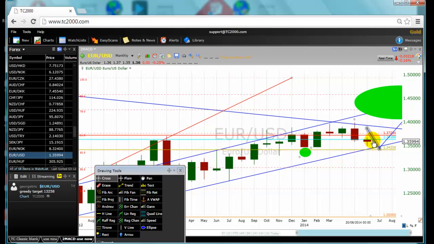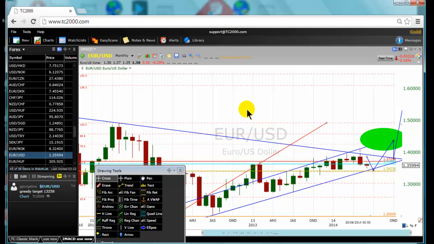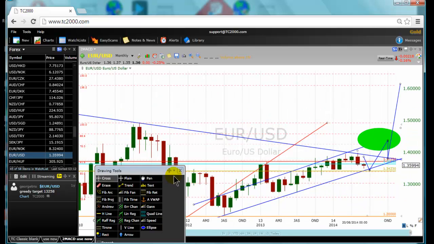So in the best scenario, we will prefer it to pull back nicely before zooming above the trend line. So break above this trend line here, and then come back and retest it, and from there, boom, up. That's my expectation.